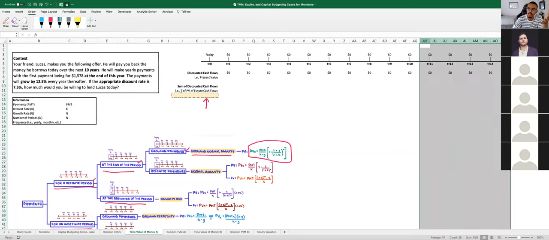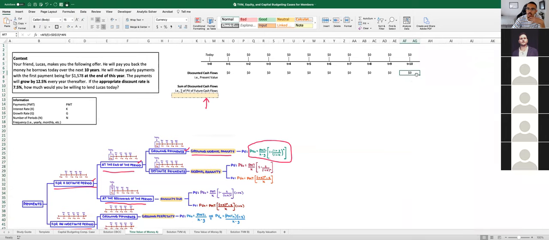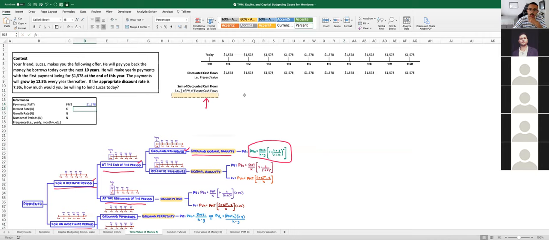And your timeline essentially will go, if I know how to not butcher my Excel, up until T10, right? You're gonna go from T0 all the way to T10, because your friend Lucas is gonna borrow money for the next 10 years and make payments at the end of every single year to repay you. Okay, so that's great news. Now we know that those payments will begin at the fair price of $1,578, right? So right there, you quickly see that you could populate your timeline.